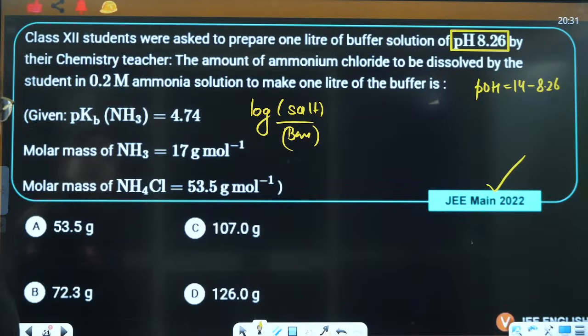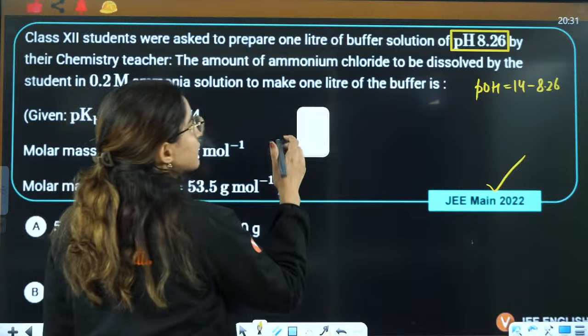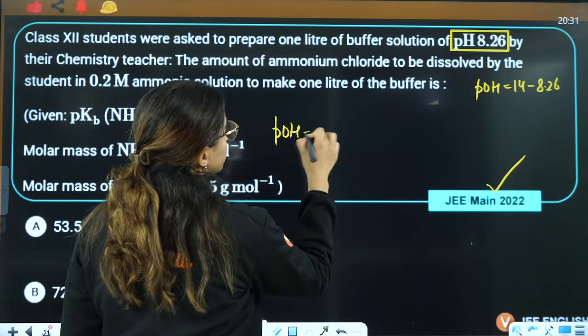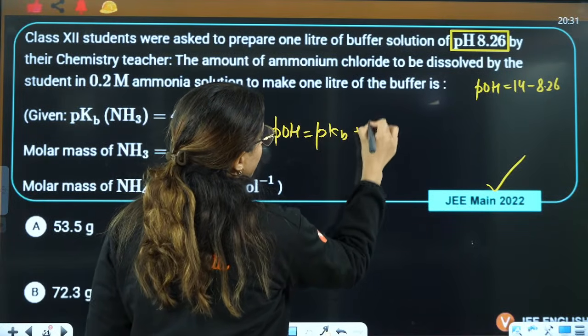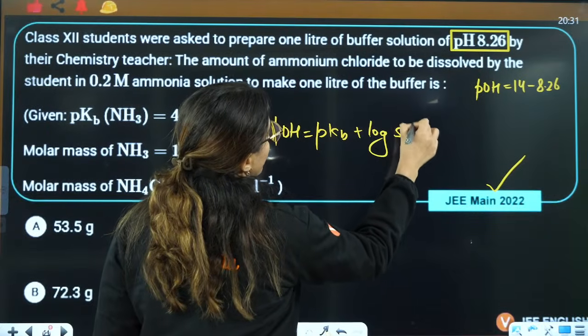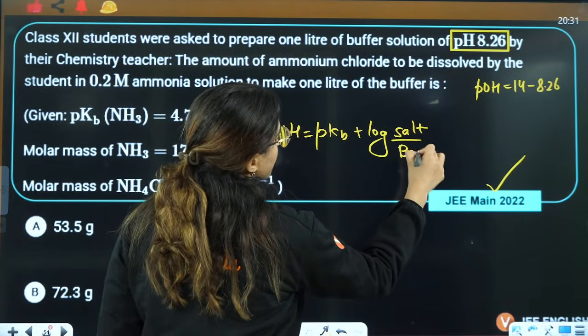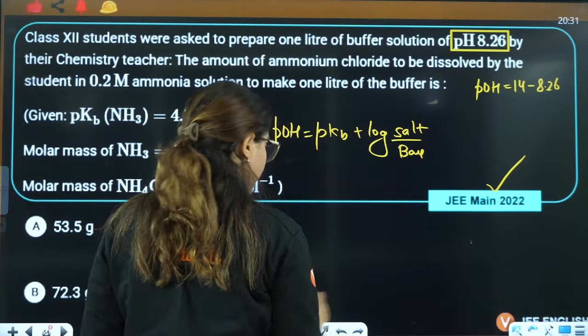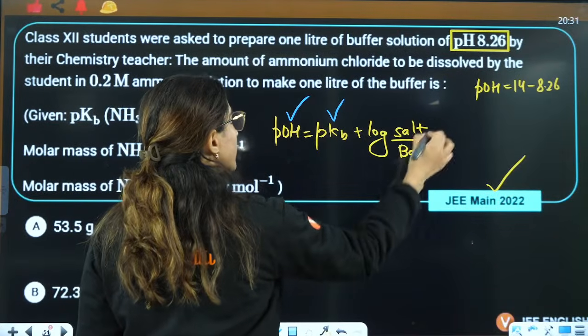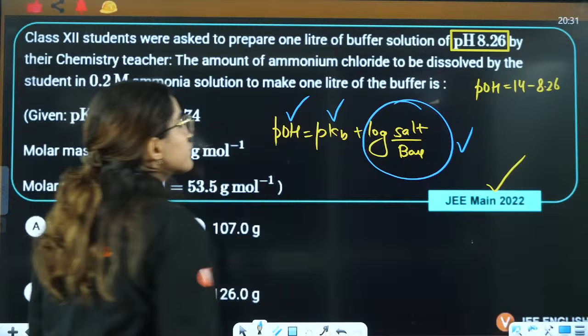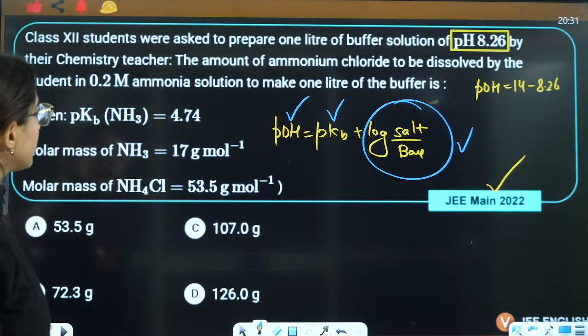Salt by base. Achha, they have given you grams here. So what you will do? You will convert it into weight, right? Because see, if you talk about this thing here, pOH equals pKb plus log of salt by base. We know this thing, you can calculate the value of log of salt by base, right?